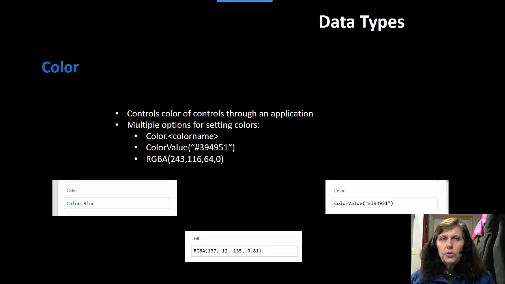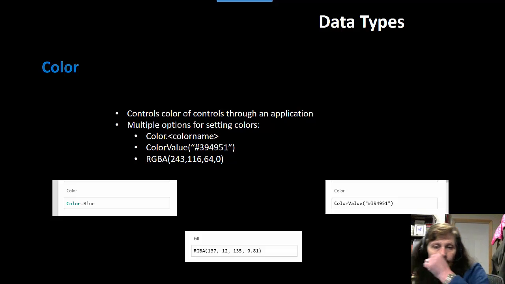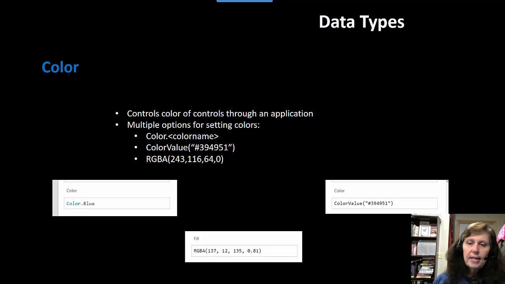But if you need to represent, say, corporate colors, okay, I need to use an exact color to be able to match my company's brand. And so in my case, I might want to use something like color value, and then give it the hexadecimal representation for a particular color. 394951 is a kind of a dark slate gray that my company uses.